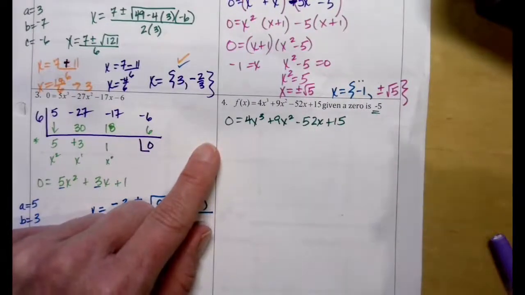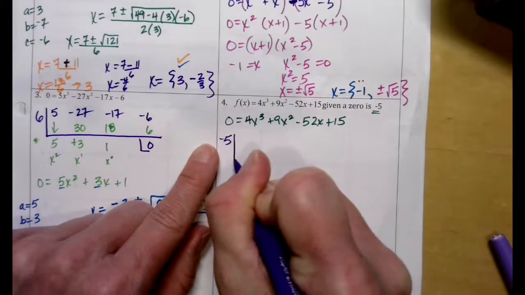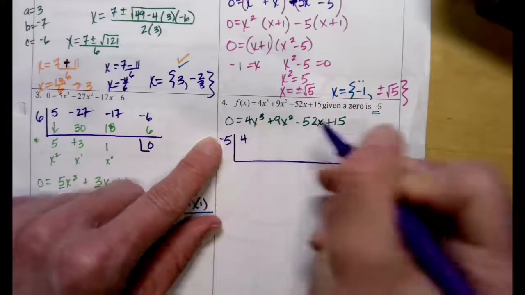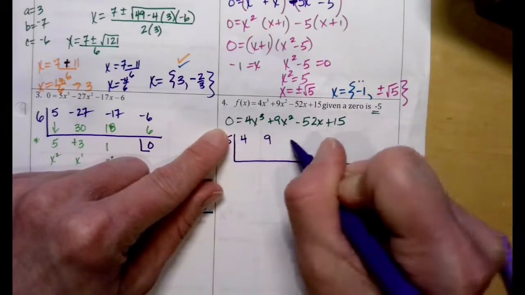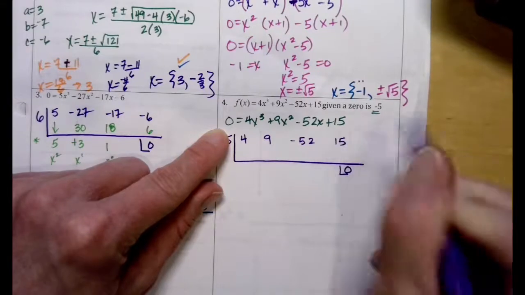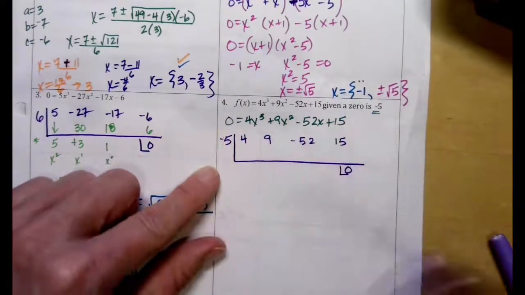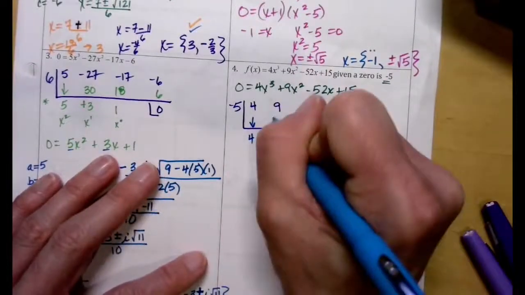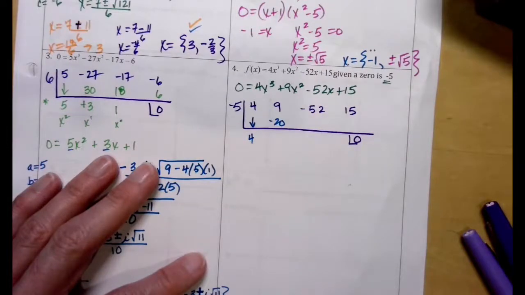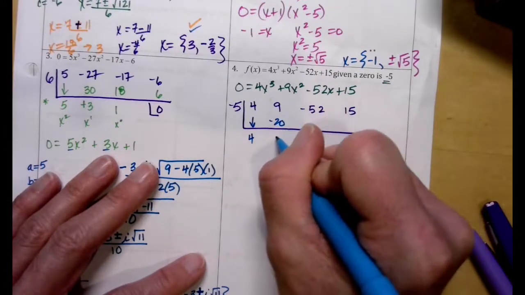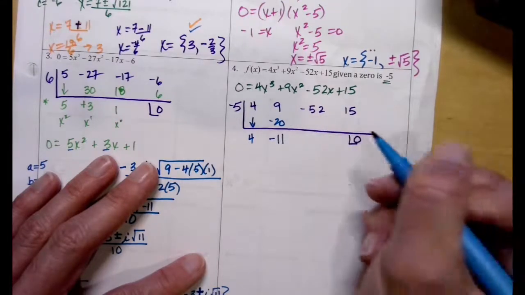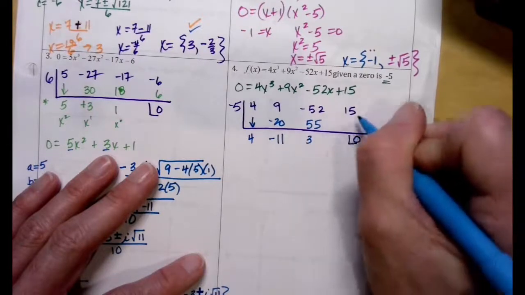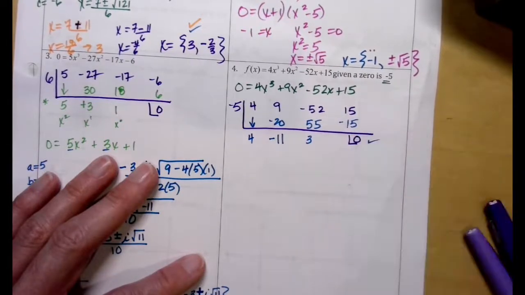We can go ahead and say, okay, if I put negative 5 in my synthetic box, I know I'm going to get a 0 out with coefficients of 4, 9, negative 52, and 15. 3, 2, 1, none. So I'm good with my terms of x. 4 comes down, negative 20. When I add that, I get negative 11. So I get positive 55, positive 3, negative 15, and it works. So I did a good job.